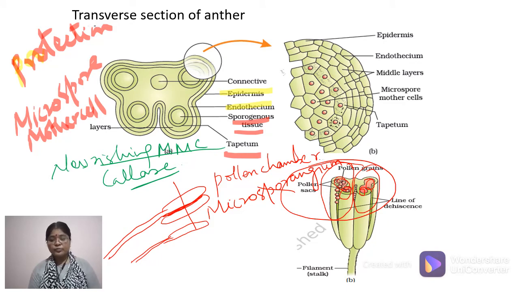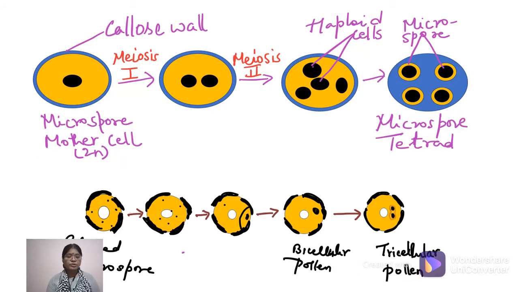Okay, so moving on with macrosporogenesis, as I have already drawn this diagram for you, as you can see here, this is your macrospore mother cell, which is none other than your sporogenous cells. Again I'm repeating so that it gets fixed into your memory. Now you can see that it has got a callose wall.